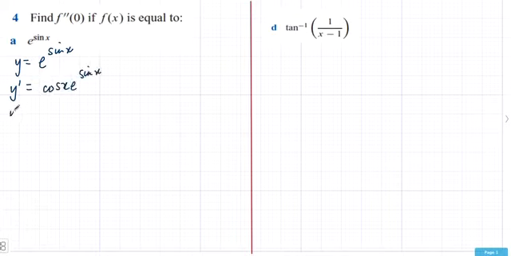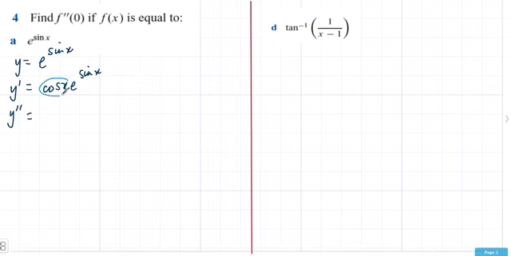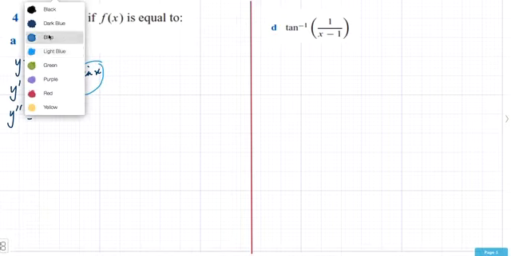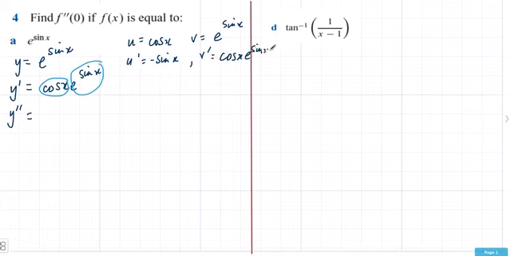x. And if we take the second derivative, you'll notice that we have to use the product rule here because it's actually two functions together. So we're going to basically let one equal u and the other one equal v. So cos x is u, v is e to the sine x, u dash is negative sine x, and v dash is going to be cos x, e to the sine x.